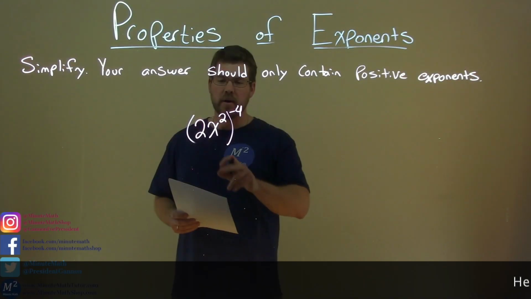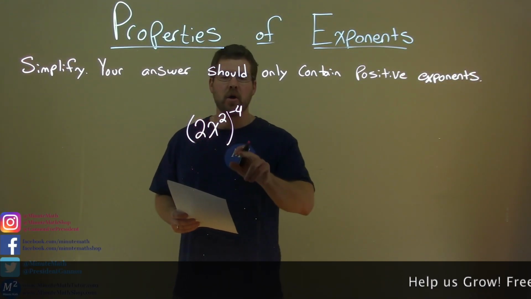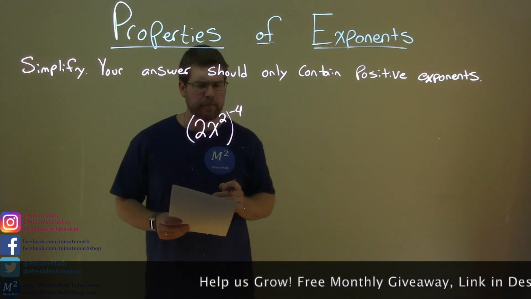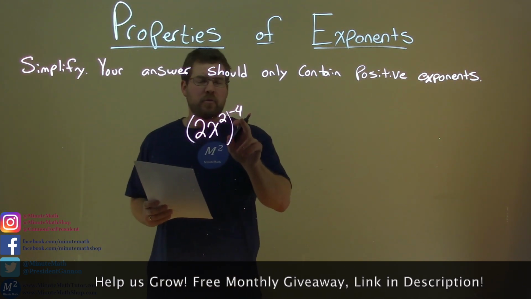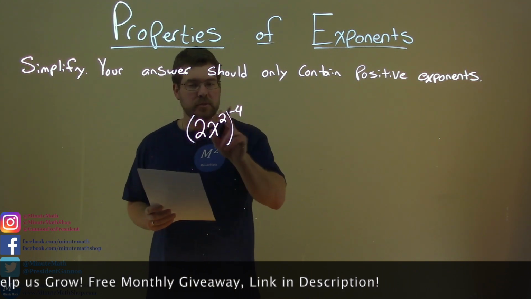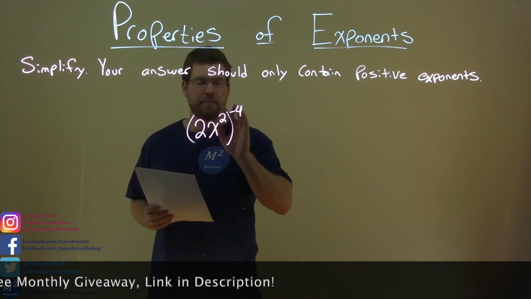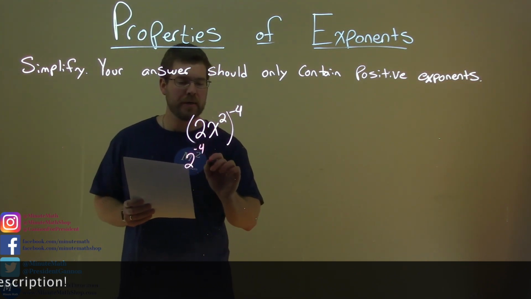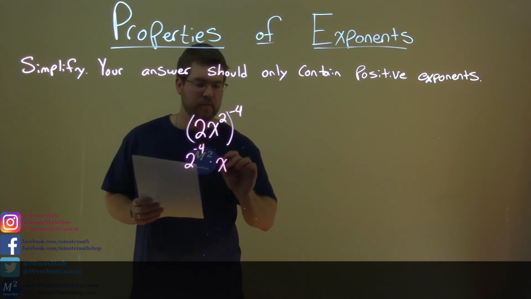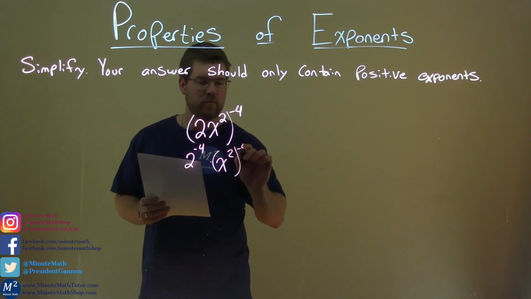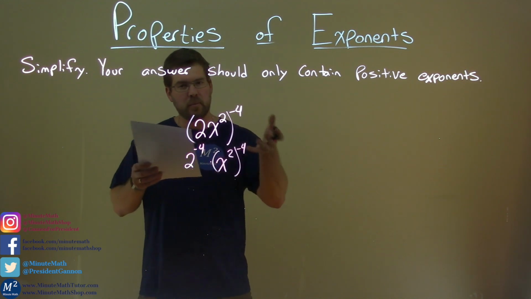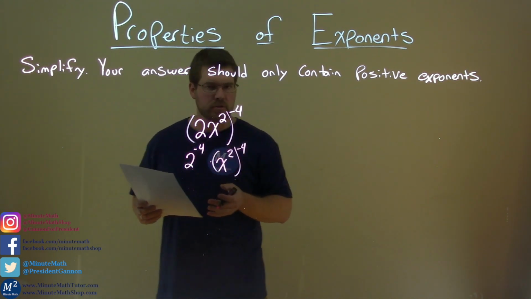We need to simplify 2x squared all to the negative 4th power. This one's a little tricky. We have a negative 4th power. That needs to be applied to everything inside. So we can kind of break it down as such. 2 to the negative 4 power times x squared to the negative 4 power. As time goes on, you won't have to necessarily show that step. You'll be able to break it down. But we can show it here.